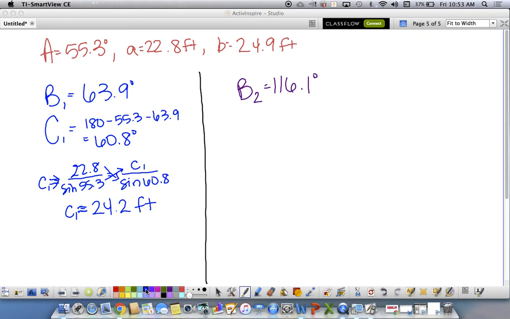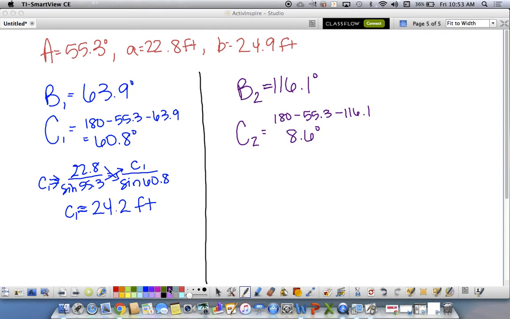But now we need to go over and solve the second triangle, for what if B2 equaled 116.1. So big C2 would equal 180 minus 55.3, because that angle's not changing, minus 116.1. When we subtract those, we're simply going to get a very small number, 8.6 degrees. Okay, you're going to have a very obtuse angle and a very acute angle.